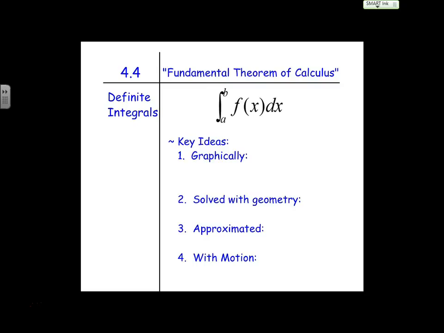Hey, what's this stuff? Key ideas. Aren't we kind of reviewing everything that we've just talked about over the last 4 sections? Nope, 3 sections. 2 sections. 4.2 and 4.3. Graphically, what is a definite integral again?